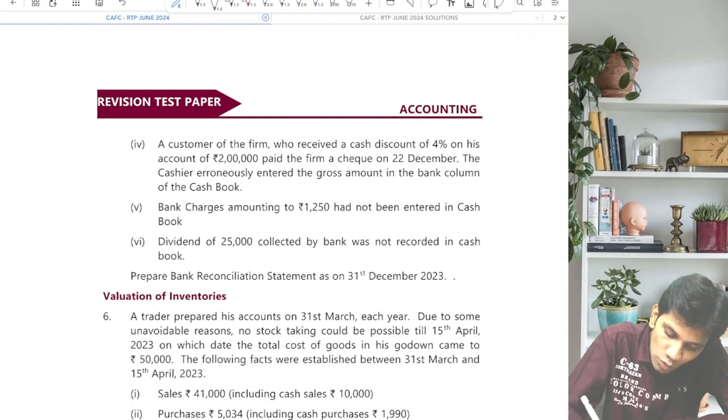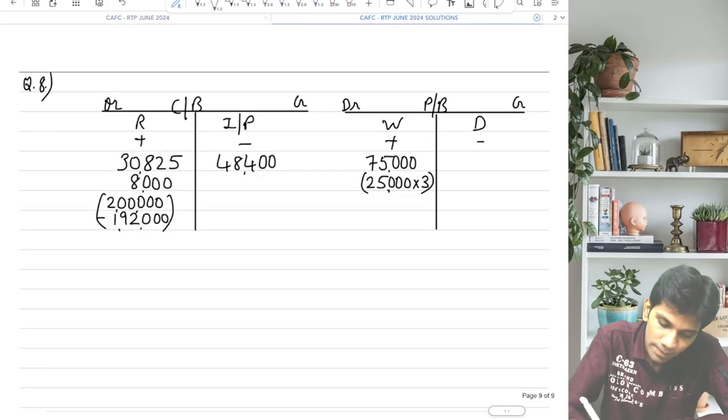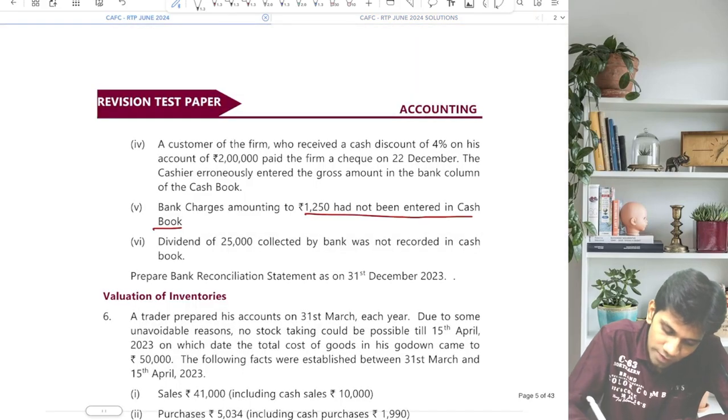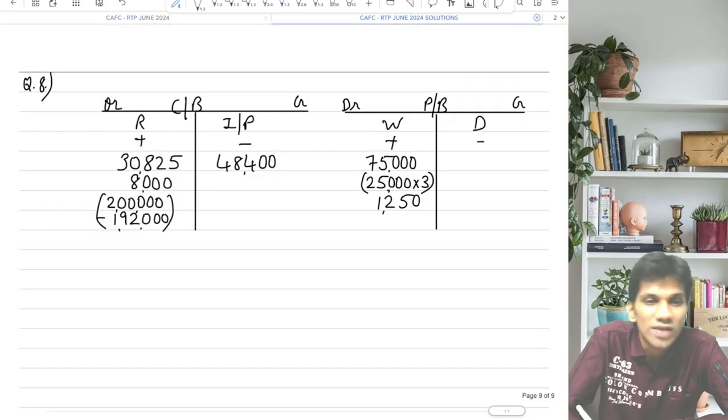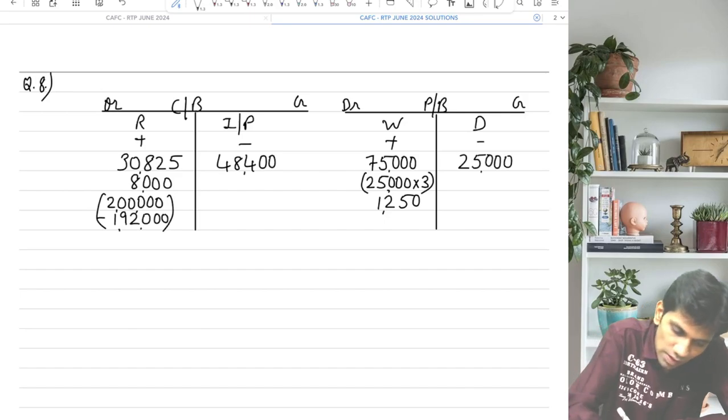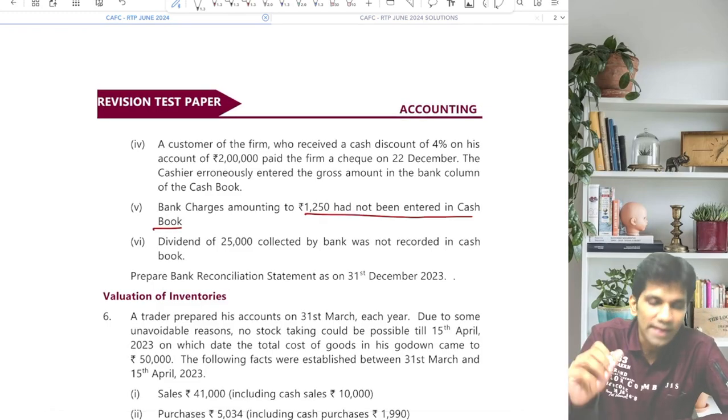Bank charges amounting to 1250 has not been entered in the cash book. So who has entered? Passbook. And on the withdrawal side, because bank will debit our account. Dividend of 25,000 collected by the bank, not recorded in the cash book. Who has collected dividend? Bank. Bank has collected, being bank has credited our account. I think it's over. So prepare a bank reconciliation statement.